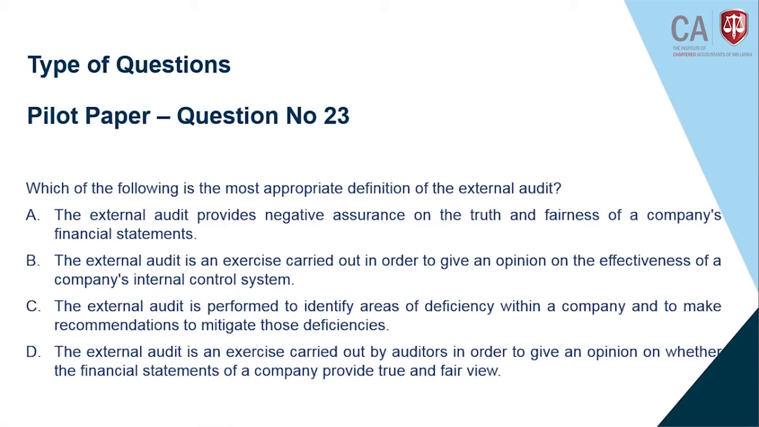Part A, the external audit provides negative assurance on the truth and fairness of a company's financial statement. Part B, the external audit is an exercise carried out in order to give an opinion on the effectiveness of a company's internal control system. And C, the external audit is performed to identify areas of deficiency within a company and make recommendations to mitigate those deficiencies. And D, the external audit is an exercise carried out by auditors in order to give an opinion on whether the financial statements of a company provide a true and fair view.